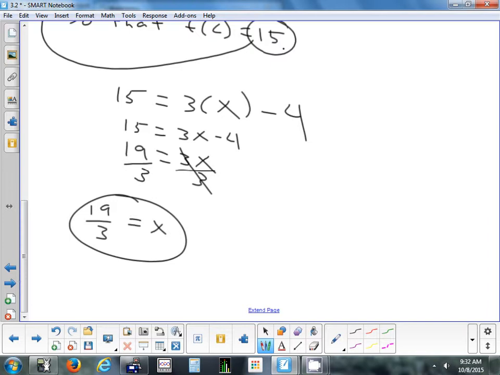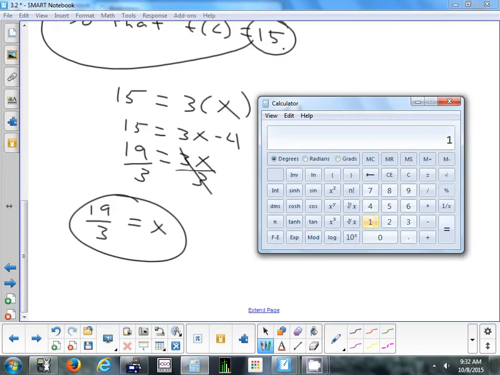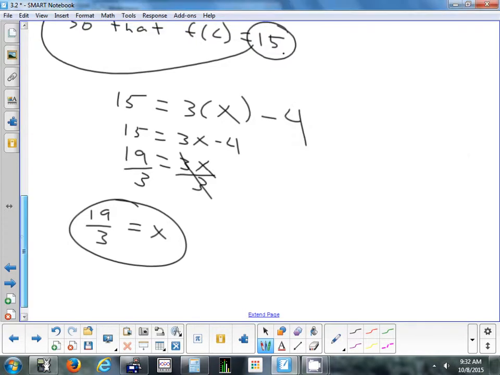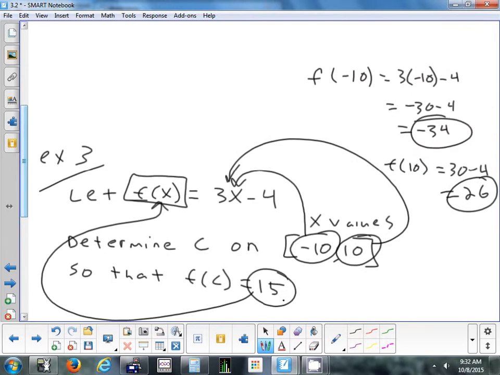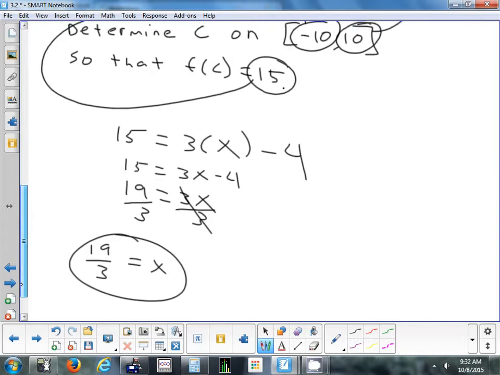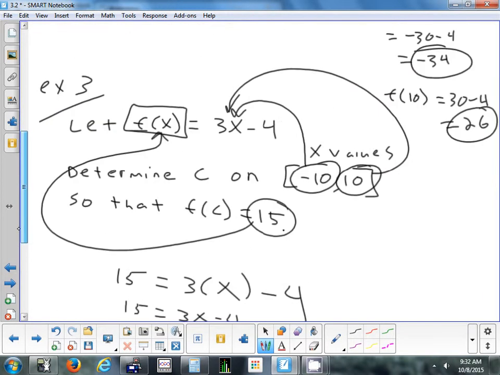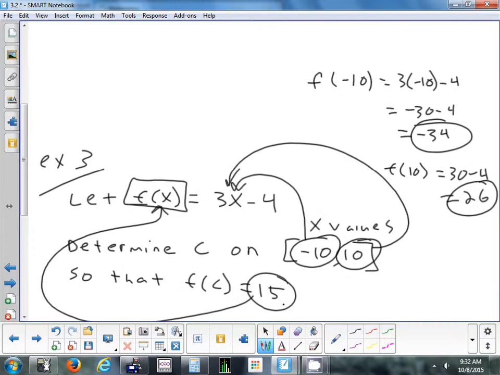If you plug in 19 over 3, which is 6.33, exactly between the two numbers we said to be between, and we knew it would be, you will get 15 for y. Now, if I said to you, find a number between negative 10 and 10 so that I get negative 200 for y, am I going to go through negative 200 on this interval? No. Maybe a different interval, but not negative 10 to 10. These are the numbers I go through on the y-axis, negative 10 to 10.